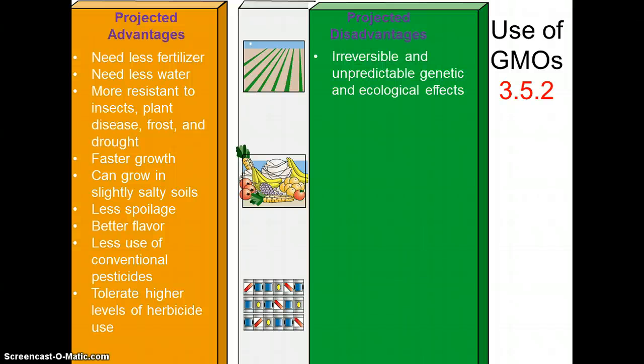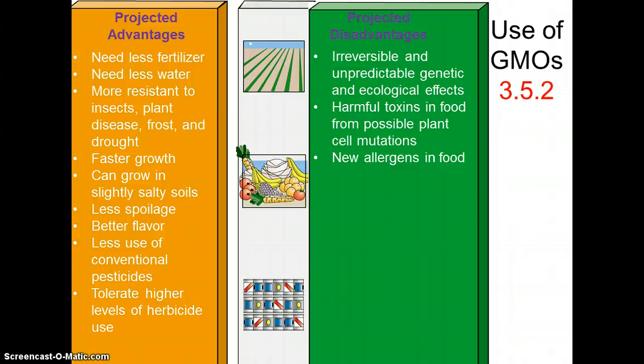There are some disadvantages that are up in the air, so we might have unpredictable genetic and ecological effects of these genetically modified organisms. They're new. We don't know what they're going to do in the long, long run. They might have some toxins in the food from some cell mutations. We don't know all the details of this. They're really complex, and sometimes the public isn't always informed. Sometimes things aren't always properly labeled. They might cause allergens. This is up to speculation. Some people really think this is true. Some people are not always sure.